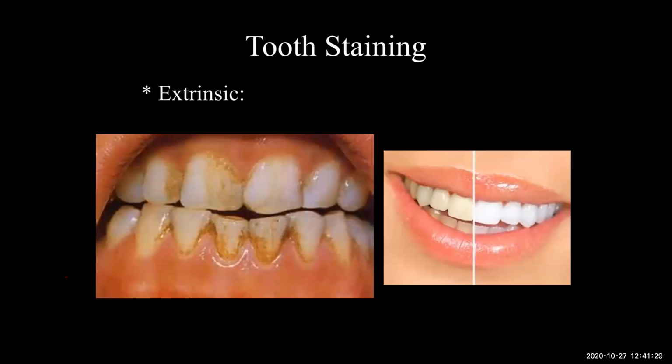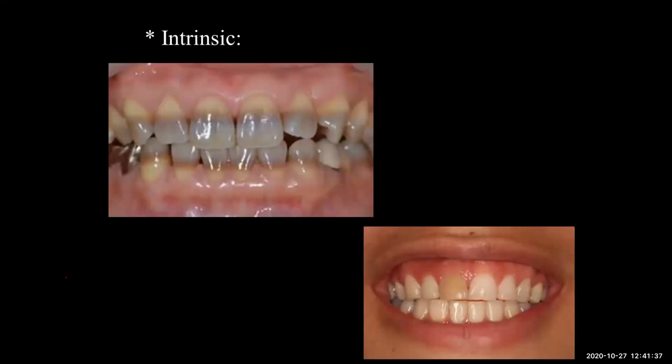So this is extrinsic. This is stuff that you want to scale and polish off. Versus intrinsic, it's within the tooth. Nothing is going to get this off aside from dental procedure. This is classic tetracycline staining. You can see that it looks like a rainbow. We don't see too much of this anymore because about 40 years ago, somebody scratched their head and said, ooh, maybe it's the tetracycline that is creating this, and it is.